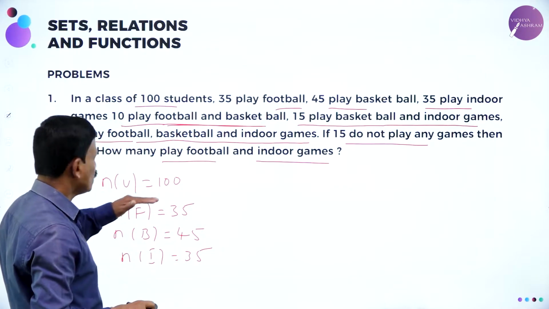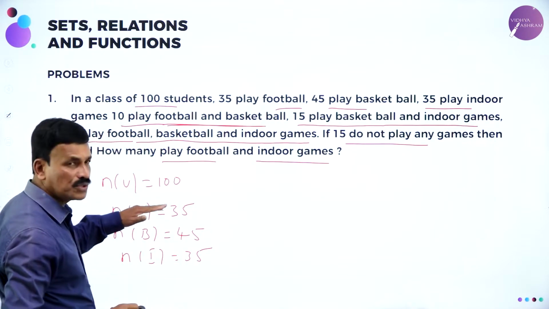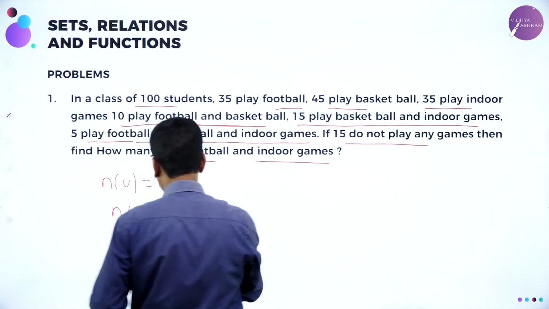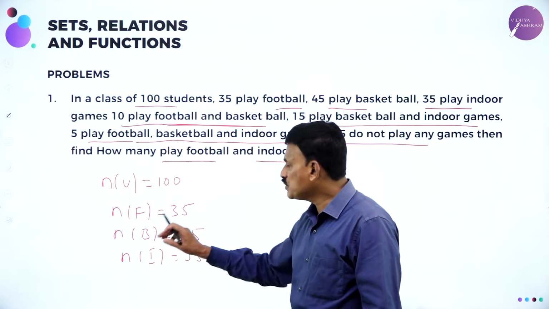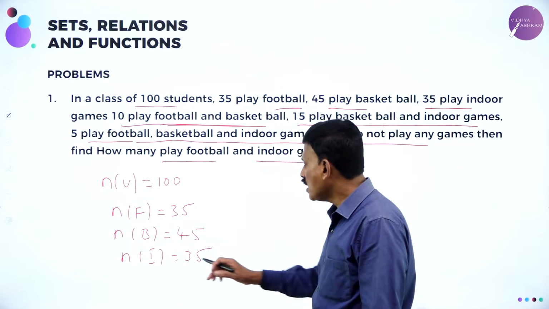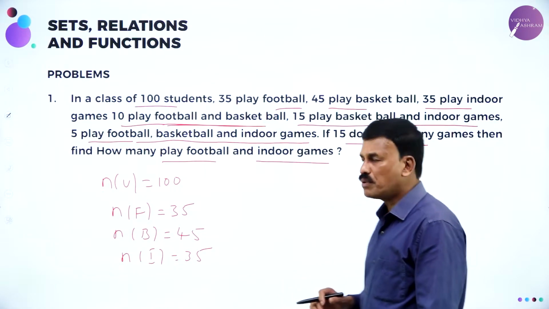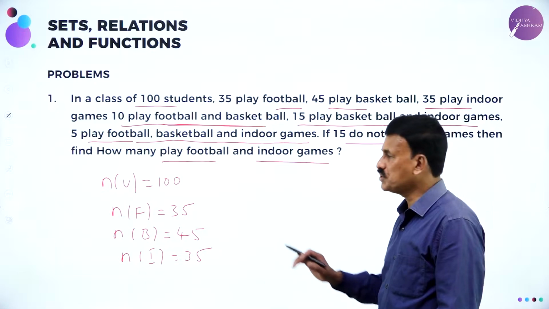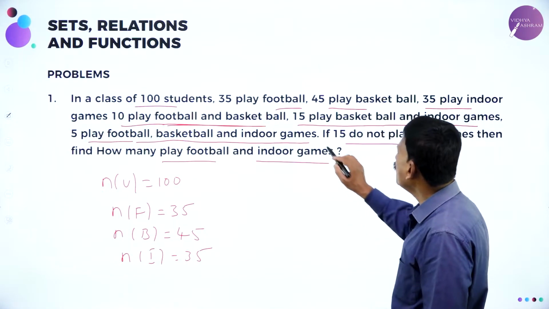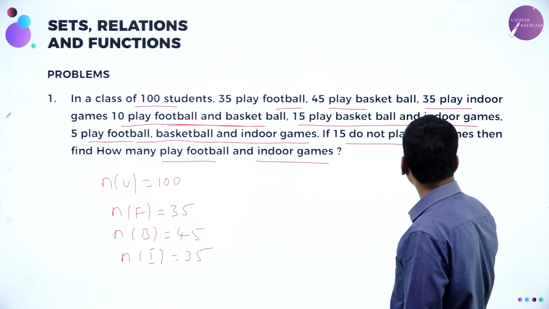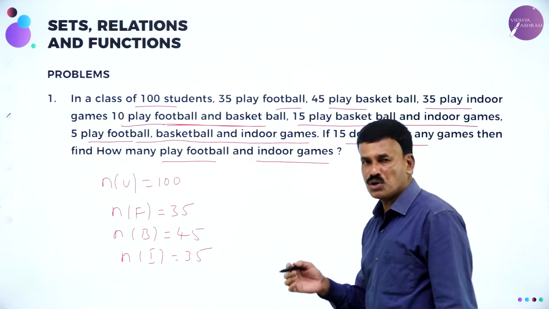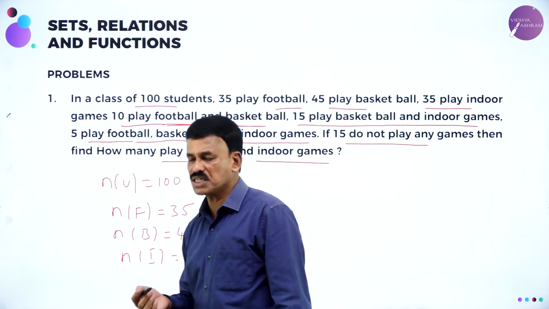So here, in a school of 100 students, 35 play only football, 45 students play basketball, and 35 students participate in indoor games. So this is the condition given. Further, 15 play basketball and indoor games both. That is nothing but the intersection.